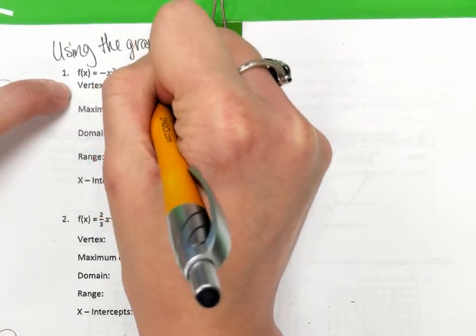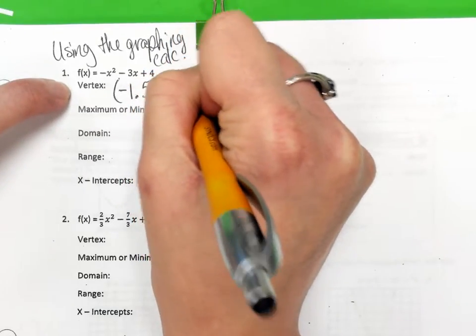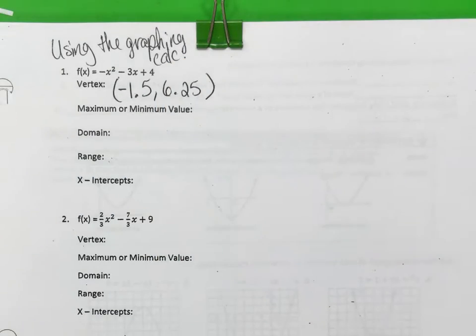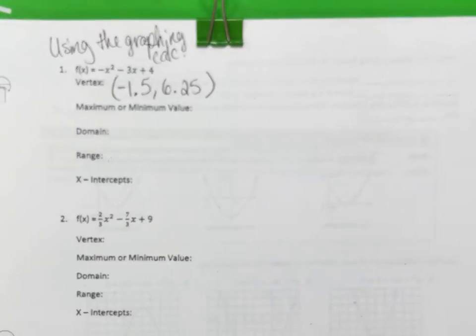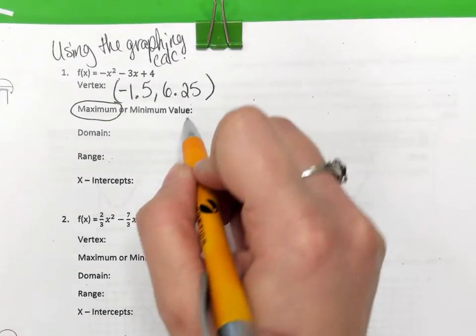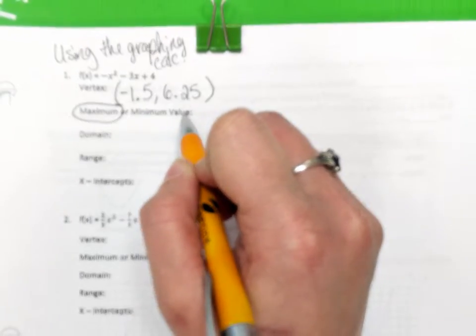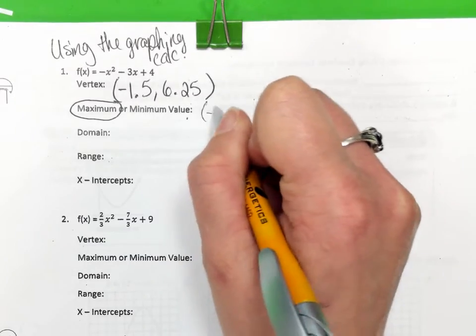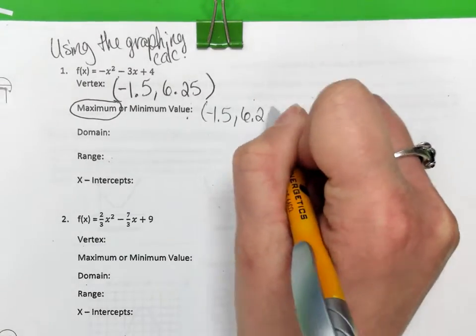Mine just says X equals negative 1.5. Wait, I have a question. So, hold on. Jack, quit complaining, please. It wants you to give me that value. Guys, it's the exact same thing. So your vertex is your maximum value. So it is just negative 1.5 and 6.25. That's it.